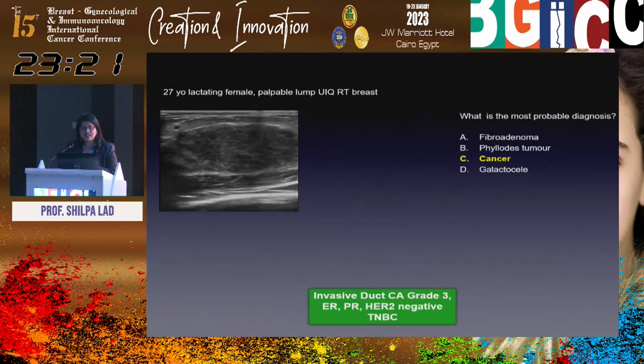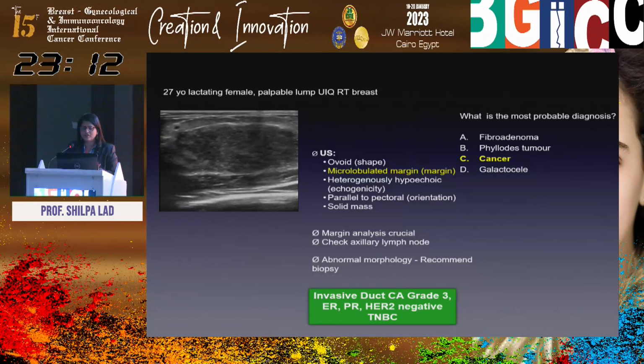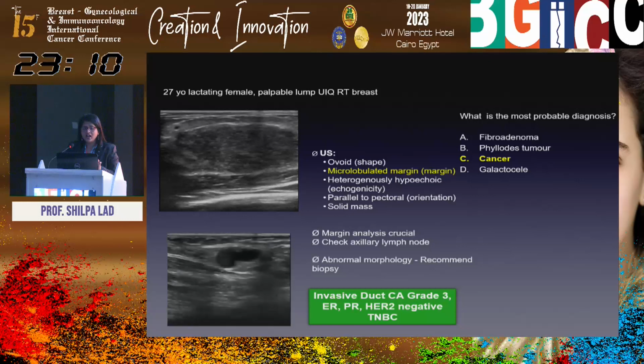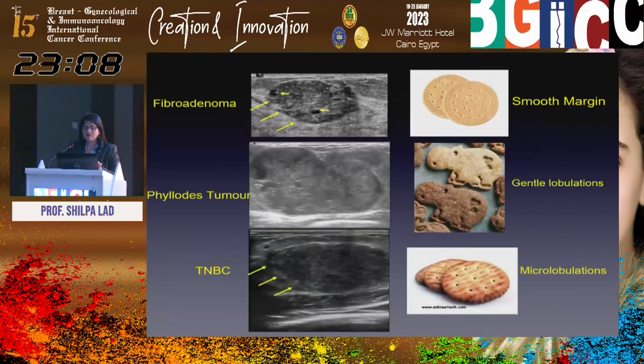But here is a 27-year-old, 6 months postpartum and lactating. This also looks like an oval mass with a partially circumscribed margin, okay? But one margin has microlobulations, okay? Now look at the three subtle signs.